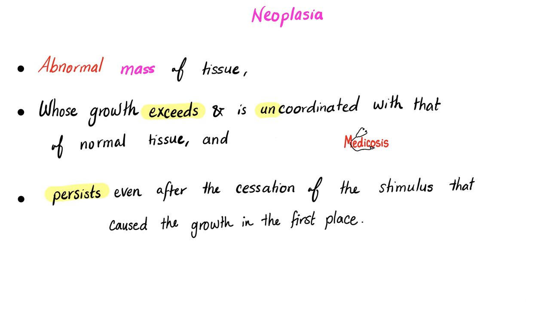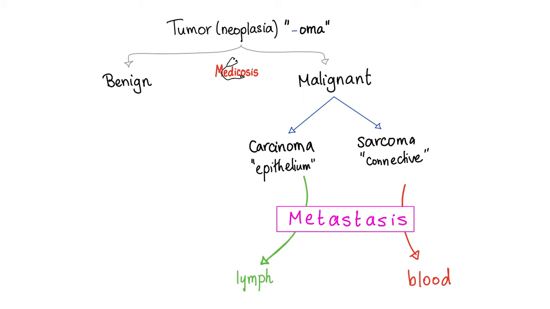Neoplasia is synonymous with tumor, is synonymous with anything that ends in oma, except Oklahoma. A neoplasia is an abnormal mass of tissue, not normal, it is abnormal, whose growth exceeds and is uncoordinated with that of normal tissue. And even if you remove the stimulus that caused the growth, the neoplasia is going to persist and it's not going away. Tumors or neoplasias or anything that ends in oma could be benign or could be malignant. Malignant tumors are also known as cancers.